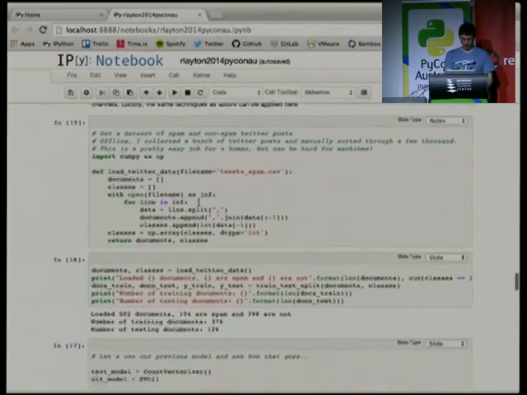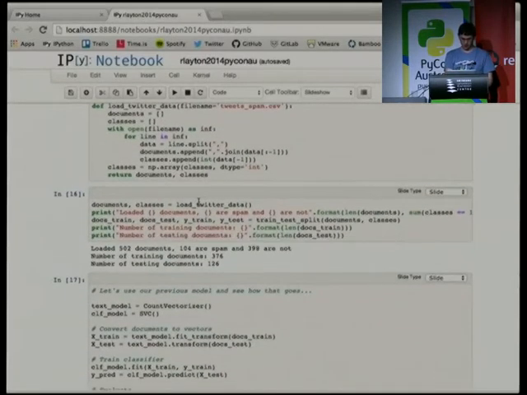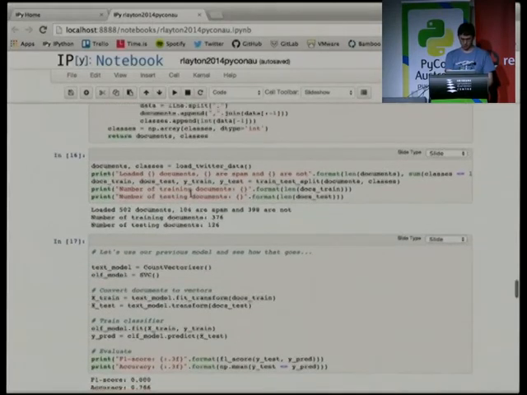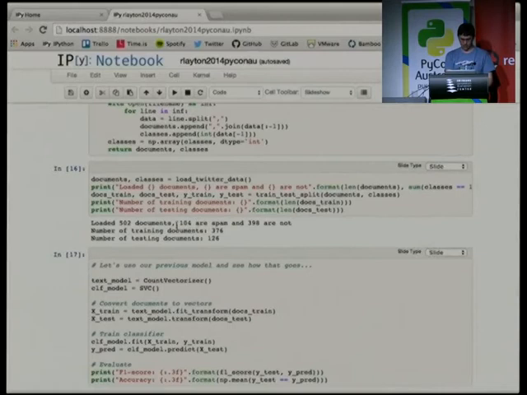So here we just load the data up. In our data set, we have 100 that are spam and 398 that are not. So we have that unbalanced data set that we were talking about before. And this is exactly the problem that accuracy is not good at evaluating.